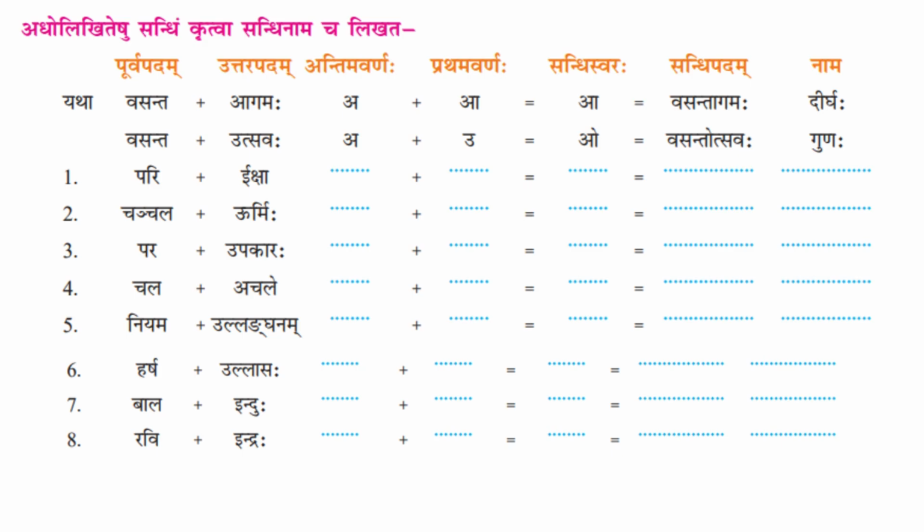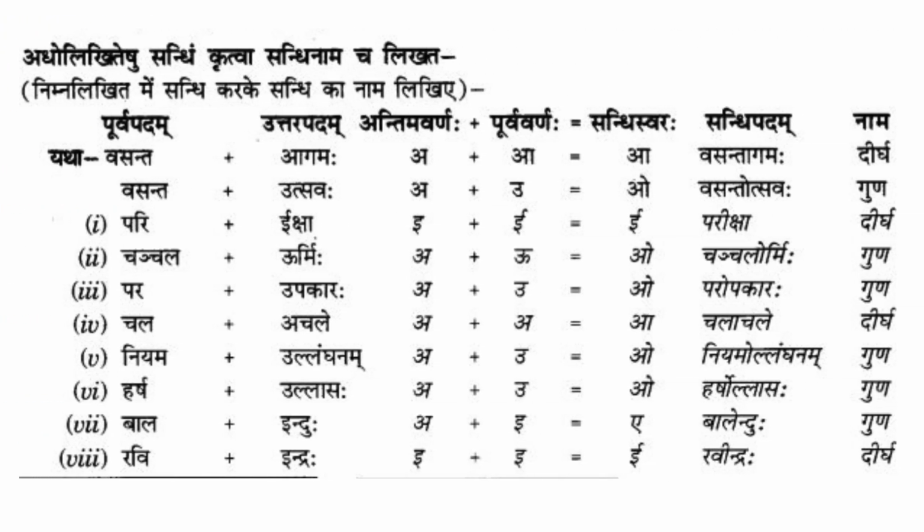So in these examples, pari plus iksha: e plus e is dirgha e. When the answer is dirgha, that tells us it is dirgha sandhi. The answer is pariksha. Chanchala plus urmihi: a plus u is o. When it is composite swaras, a or o, as the answer, it is gunasandhi. The answer is chanchalormihi. Para plus upakaraha, again gunasandhi. A plus u is o, paropakaraha.